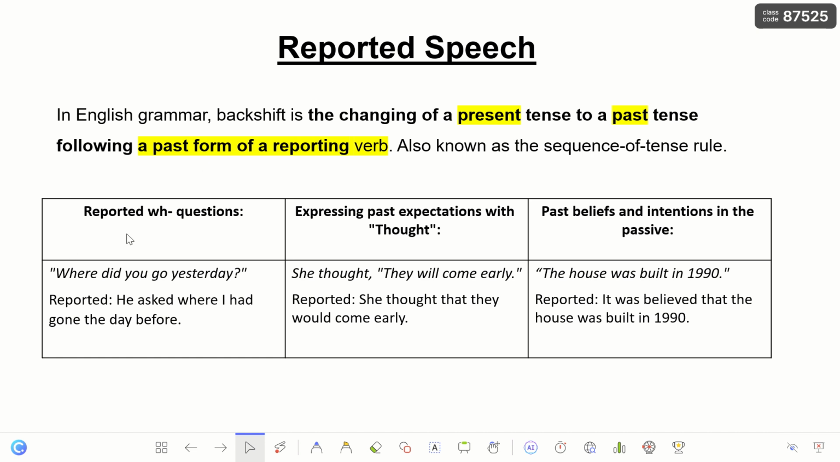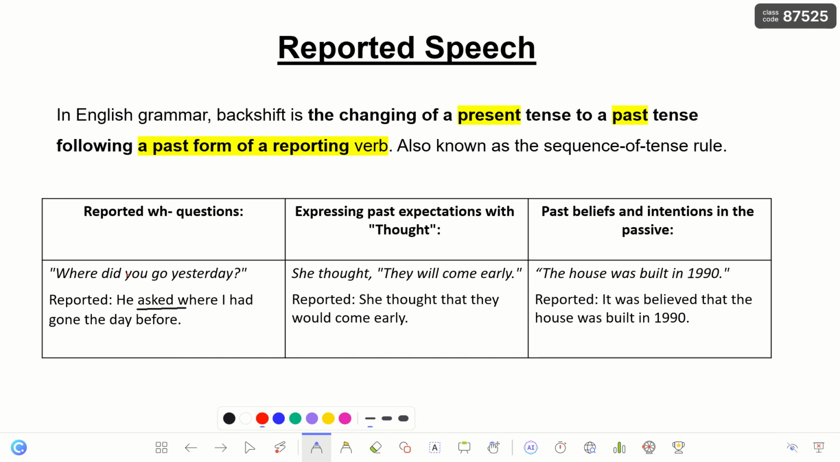So look here, I have this question. I ask you, where did you go yesterday? So let's say Amani is going to tell Dhikra that the teacher asked us, or he asked, or she asked, where I had gone the day before. Look, I have where, I kept where, but I added what? I added a past reporting verb. Here is the past reporting verb.